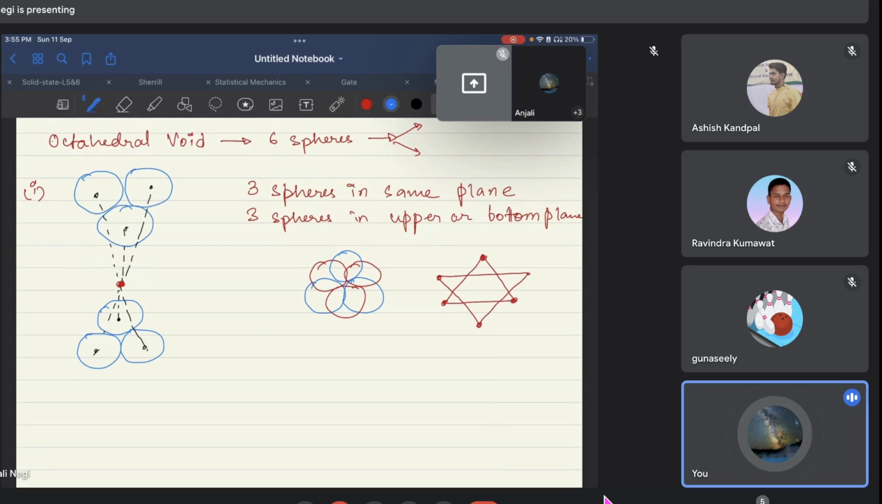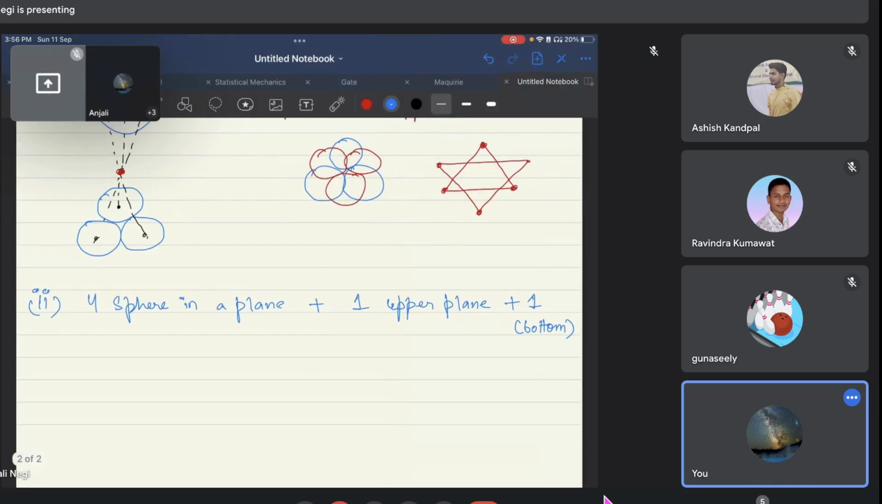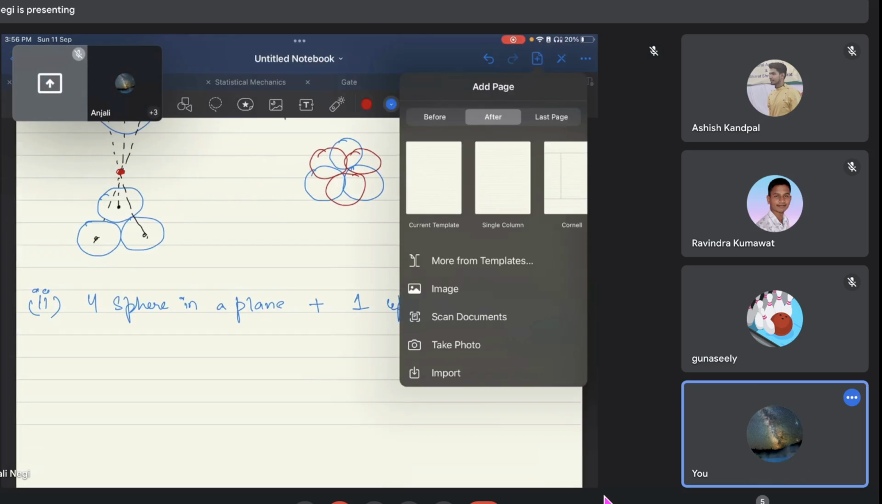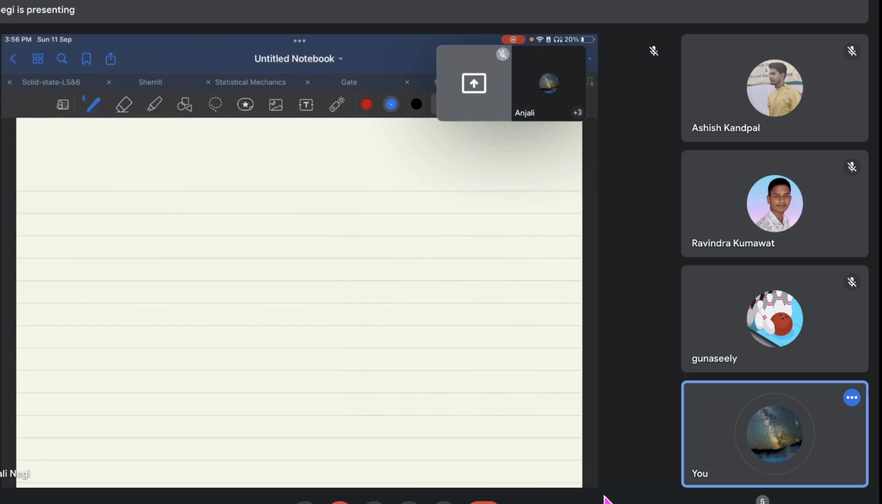But in the second way, what I can do, the second way is 4 spheres in a plane plus, so one will be in the upper plane and the other one will be in the lower plane or bottom. Correct. So I have to move.